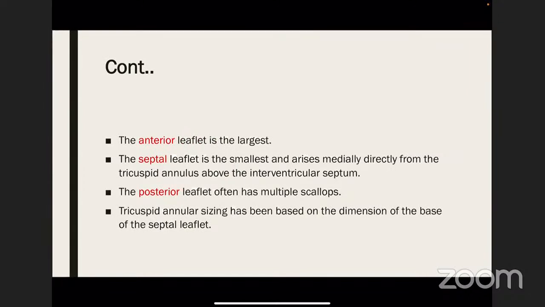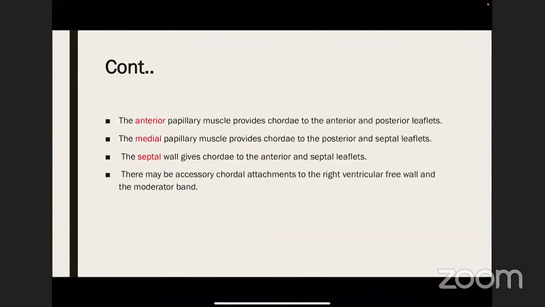Tricuspid annular sizing has been based on the dimension of the base of the septal leaflet. The anterior papillary muscle provides chordae to the anterior and posterior leaflets. The medial papillary muscle provides chordae to the posterior and septal leaflets. The septal wall gives chordae to the anterior and septal leaflets. There may be accessory chordal attachments to the right ventricular free wall and the moderator band.